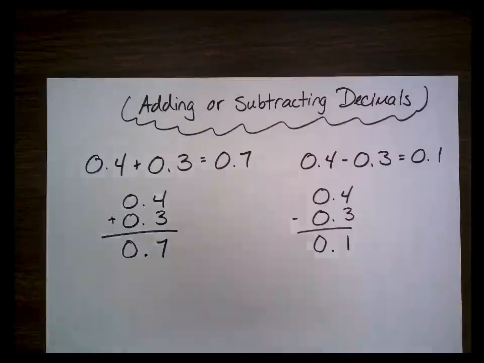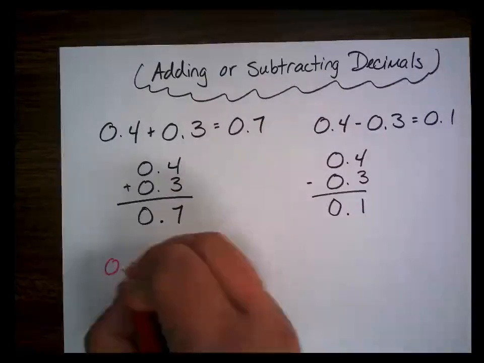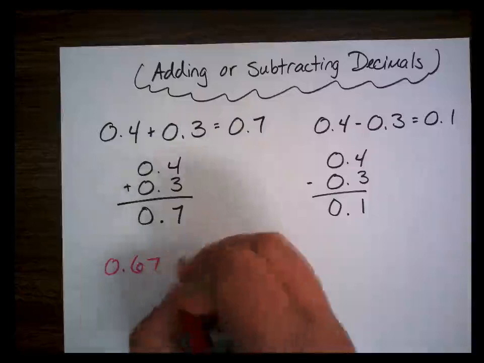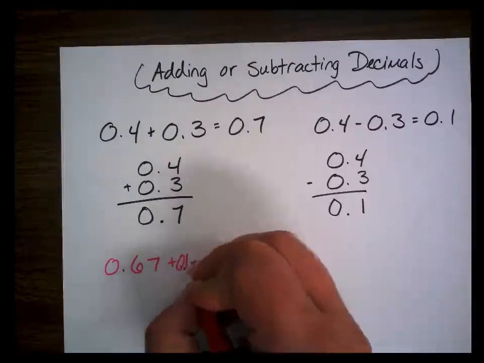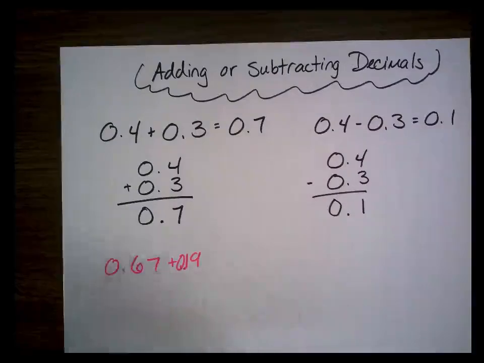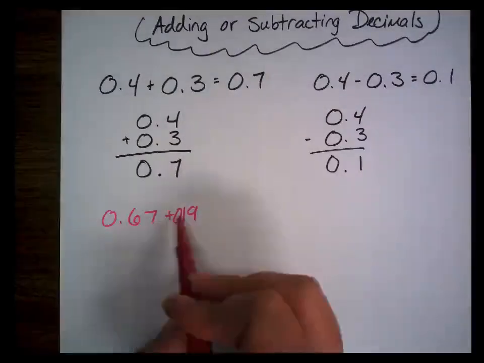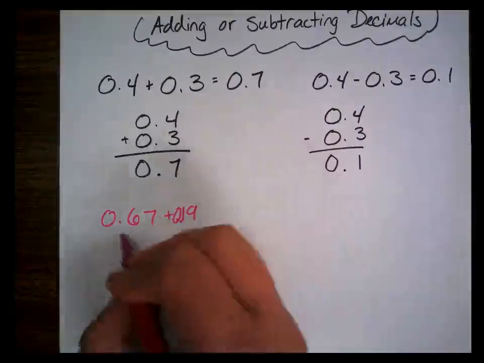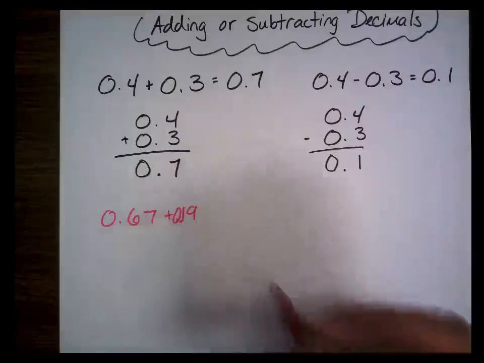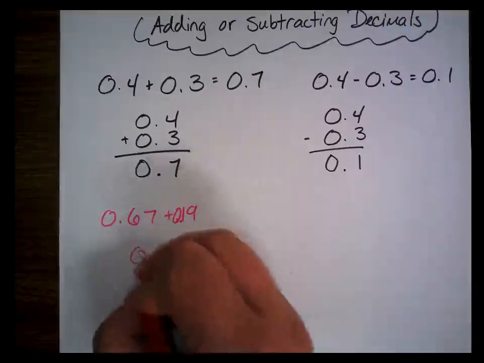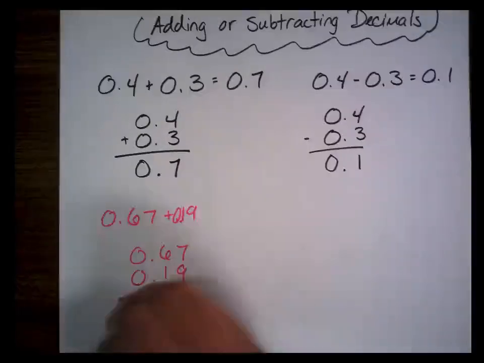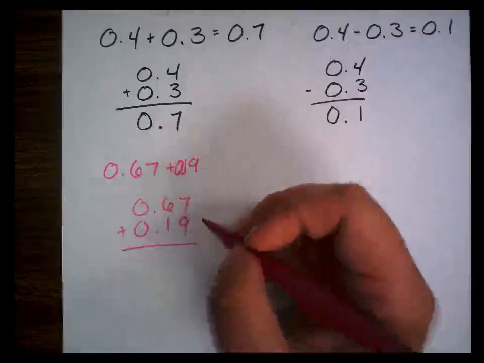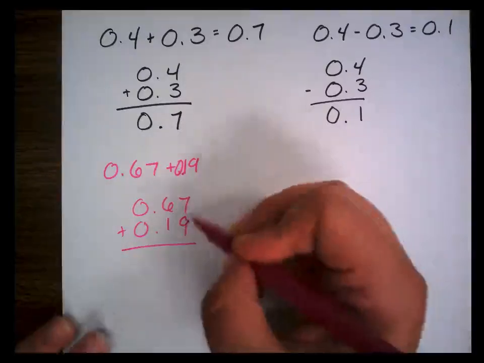Let's say I have 0.67 and I want to add 0.19. Okay, that's a little squished there. Sorry about that. So 0.67 plus 0.19, 67 hundredths plus 19 hundredths. I'm just going to go ahead, 0.67, 0.19, adding them together. Okay, so I'm just going to add them normally.